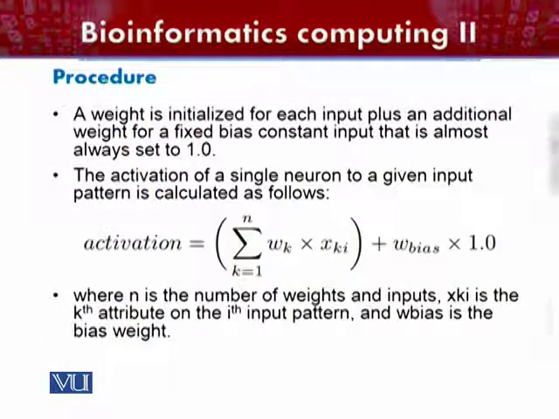That's why it is called backpropagation: they are basically propagating back the error. A weight is initialized for each input, plus an additional weight for a fixed bias constant input that is almost always set to 1.